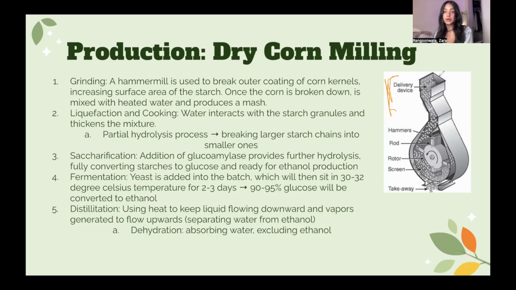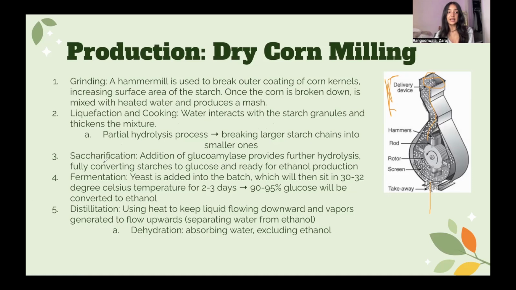So the corn kernels will go through this opening over here, then they'll go down and be ground up and dispensed out here. Once the corn is broken down, it's mixed with heated water and produces a mash. Liquefaction and cooking is the next step, in which water will interact with starch granules and thicken the mixture of the starch. This uses partial processes of hydrolysis, which breaks down larger starch chains into smaller ones. Liquefaction has more steps to it, but I'll get into that more in the next slide.